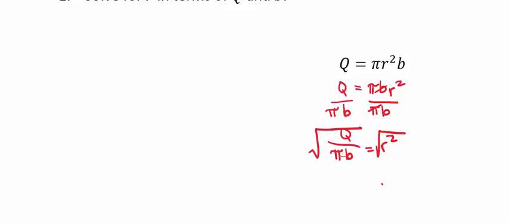Alright, so what we now have is r equals, and we can leave this as the square root of q divided by pi b. And that is our answer. Please stay tuned for the question to follow.